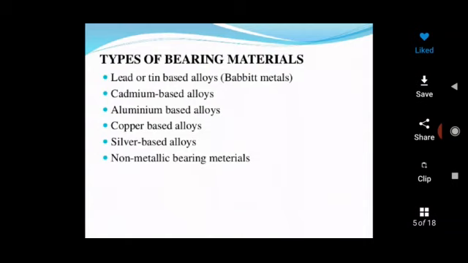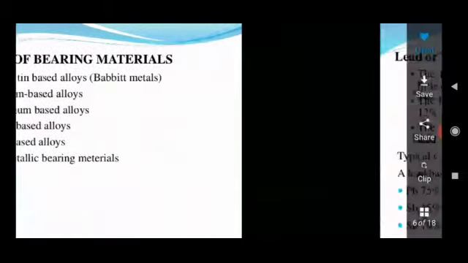Then there are aluminum based alloys. Aluminum, as we know, is excellent in corrosion resistance, hence it can also be used as bearing material. Copper based alloys, especially bronze, that is the alloy of tin and copper. Silver based alloys are also used as bearing materials, but they are expensive. Then we have non-metallic bearing materials, which include Teflon or nylon. Polytetrafluoroethylene is the name of Teflon. All these materials can be used as bearing material.